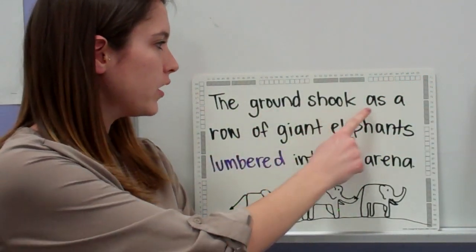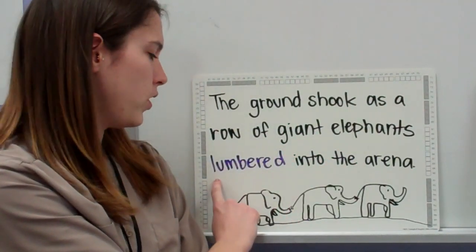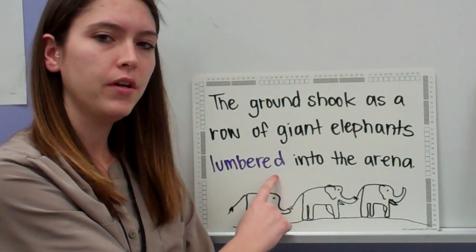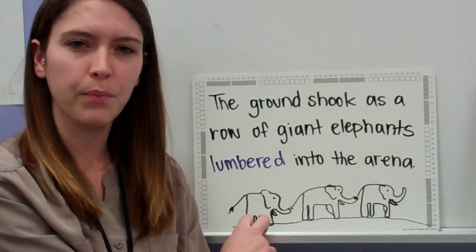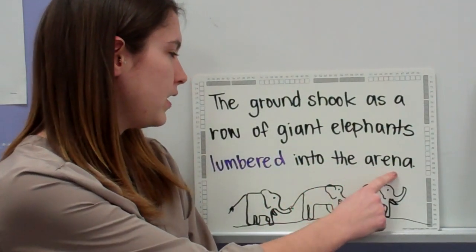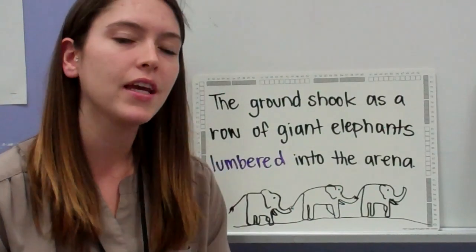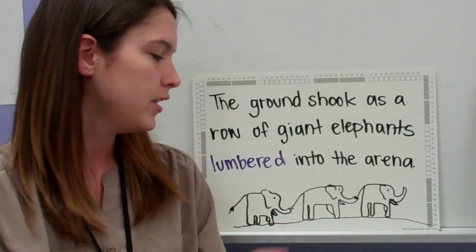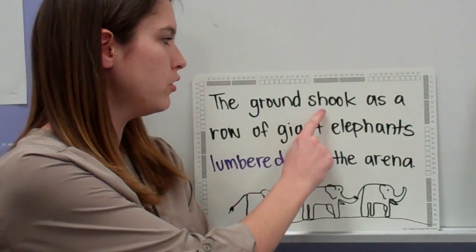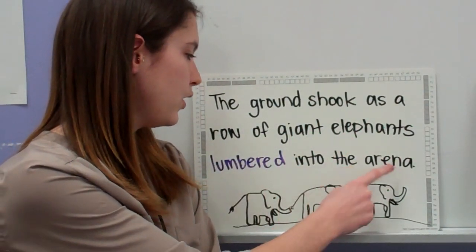The ground shook as a row of giant elephants. I'm not sure about this word. It looks like lumbered, but I don't know what it means. So I'm going to skip it, continue reading my sentence, and come back to it. Into the arena. Let's read it one more time without that word to see if we can find any clues that might hint to its meaning. The ground shook as a row of giant elephants blank into the arena.